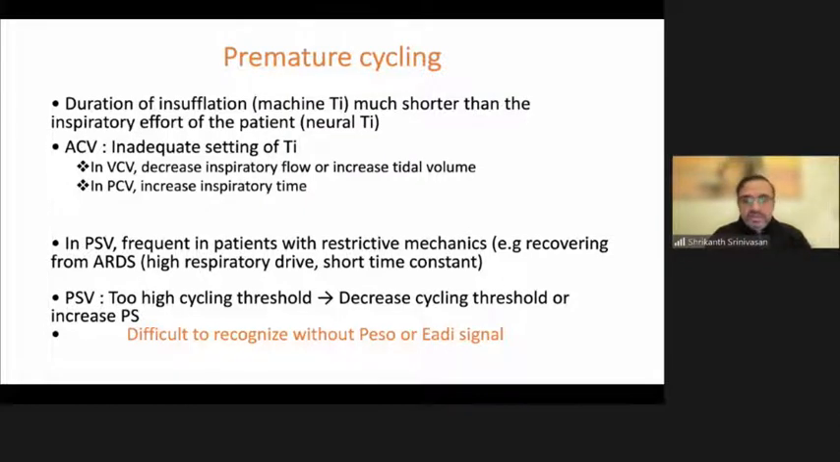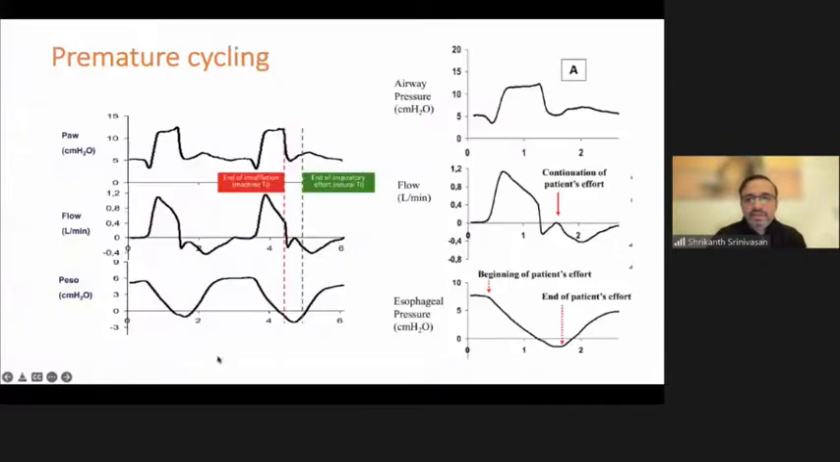Now, it is sometimes very obvious because you can see in the expiratory phase that dip. But sometimes it's actually difficult to recognize if you don't have a diaphragmatic signal, that is, if you don't have a NAVA probe or esophageal probe inside, which shows the EAdi signal, or without an esophageal manometer in place. So sometimes it's difficult to recognize as well. But if you see this classical spike in a spontaneously breathing patient, it says that your cycling is premature and you have to somehow increase the inspiratory phase.